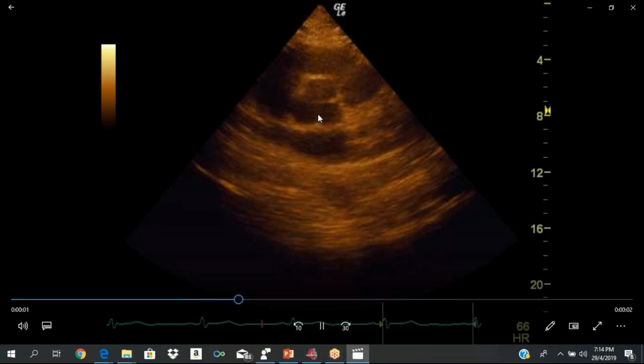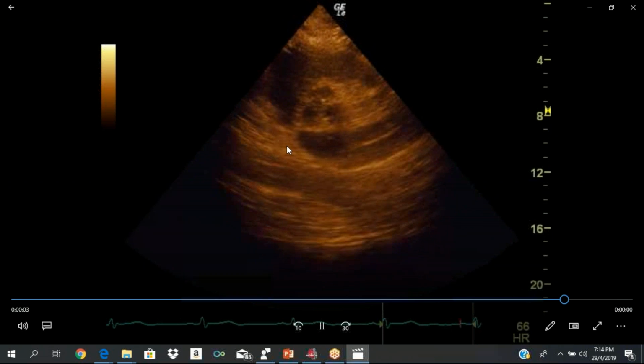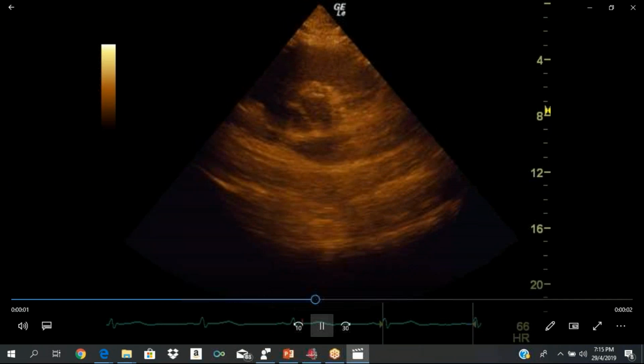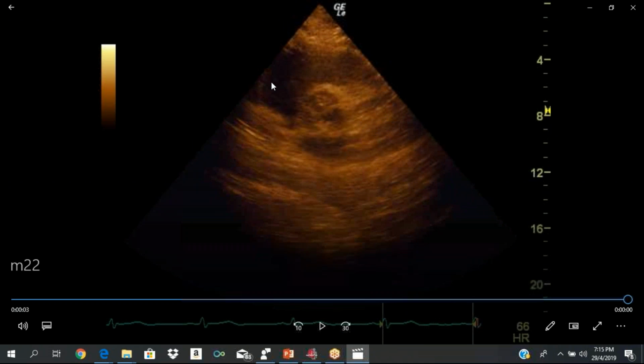Okay, so some important landmarks. This is your atrial septum right there. The right atrium is right there. Left atrium. Remember, your atrial septum is adjacent to the non-coronary cusp. This will be the right, and this will be the left. In most exams, they want you to name the cusp. Of course, your tricuspid valve is over here. The pulmonary valve is right over there.